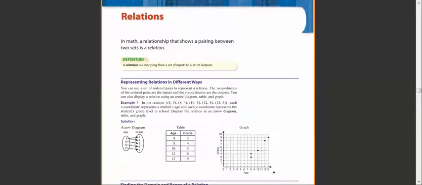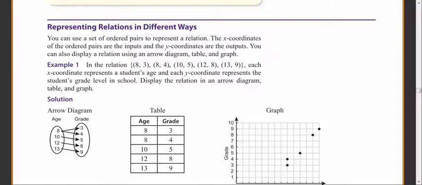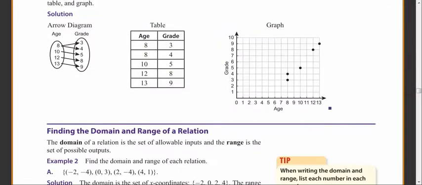All right, relations. As you heard in class, a relationship in math will show a pairing between two sets, and that's what we call a relation. Another definition, as you can see in the manual: mapping from a set of inputs to a set of outputs. So we're talking about inputs and outputs, what you put in, what comes out. Go over the lesson. You will see in your books examples of problems being solved.